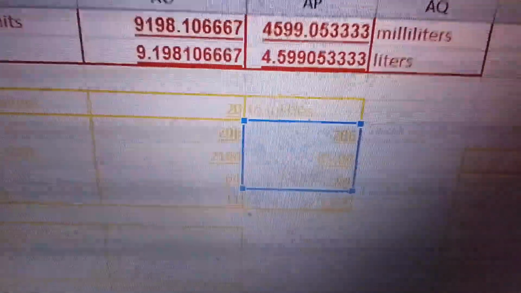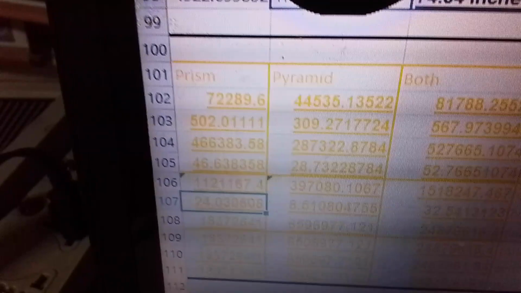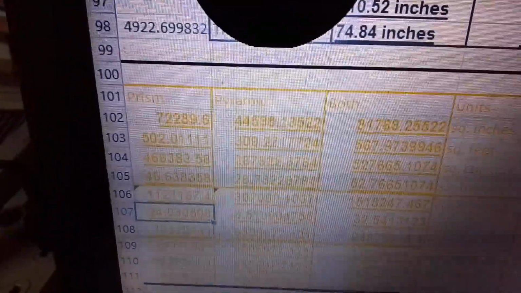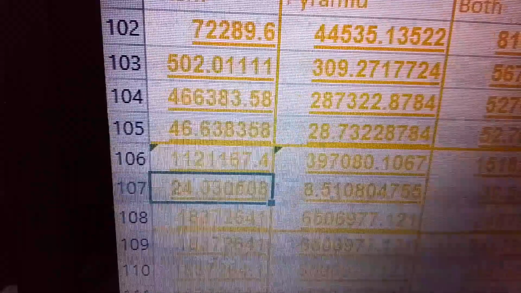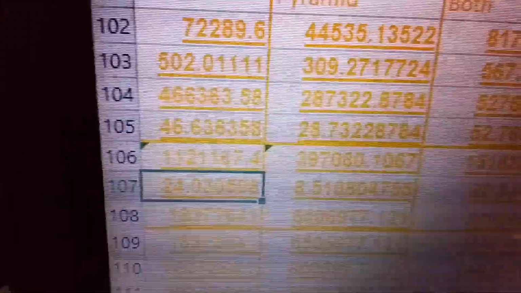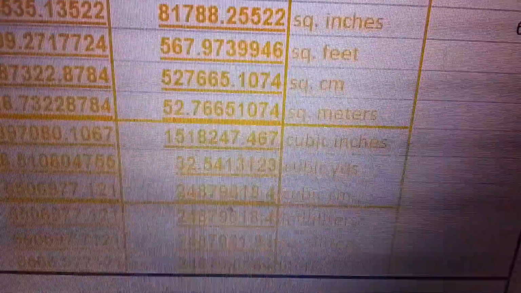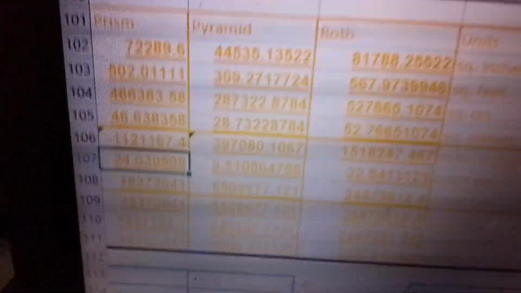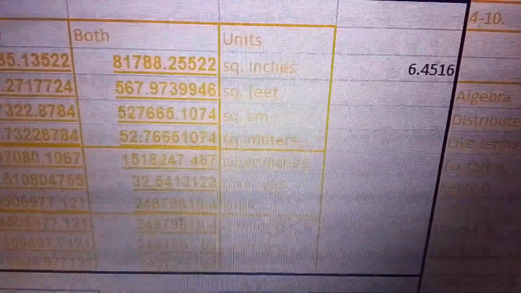And then when I multiplied all the factors together, I should get this answer, which is 24.03 something. That's in cubic inches, alright? Right, 1,112,116.74. That's in cubic inches. Okay? And then, you might be asking me what this is, because I'm converting that to cubic yards.